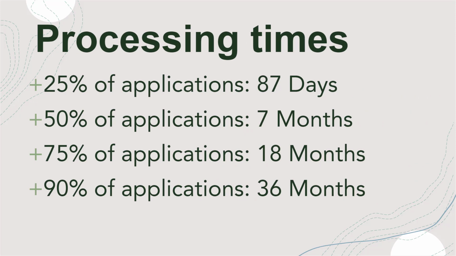Now, let's talk about processing times. 25% of applications, 87 days. 50% of applications, 7 months. 75% of applications, 18 months. 90% of applications, 36 months.